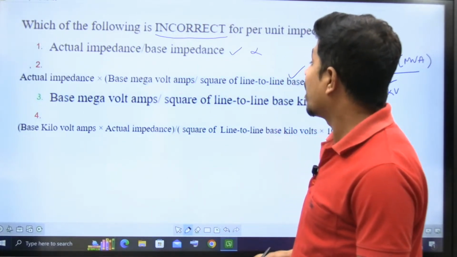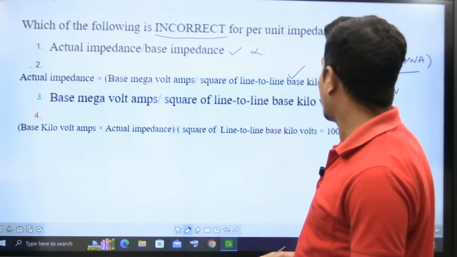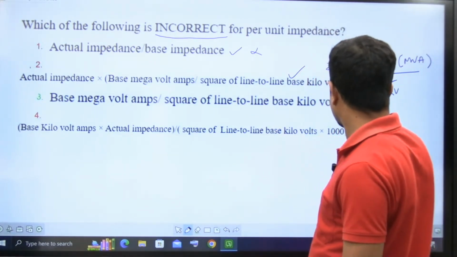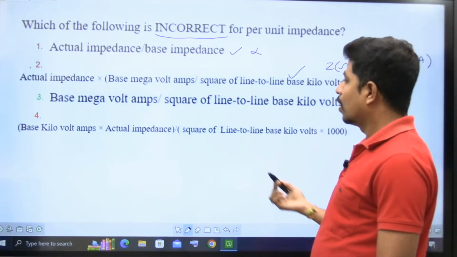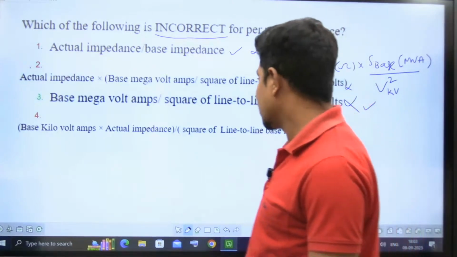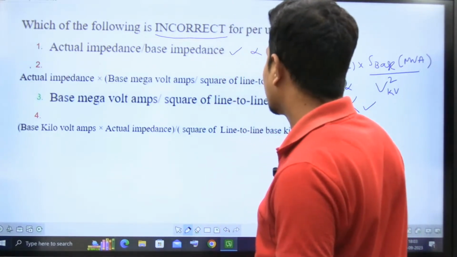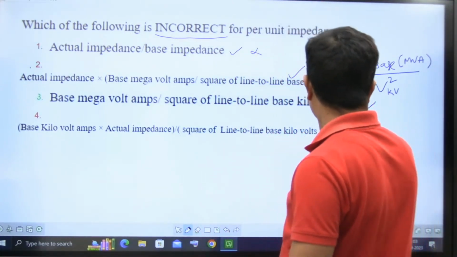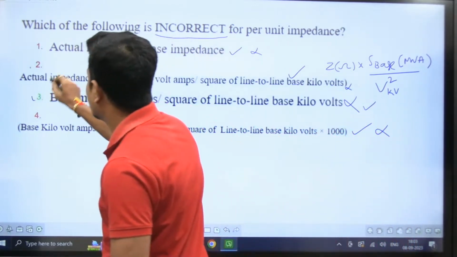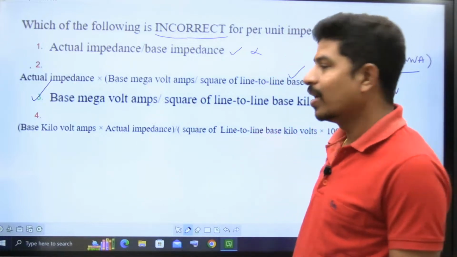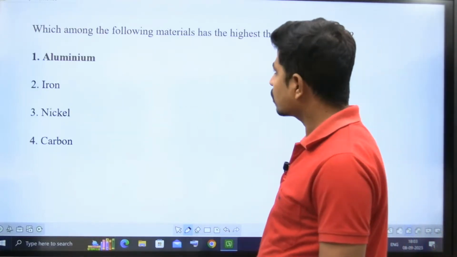Third one, base megavolt amperes by square of actual impedance, multiplication is missing here. This statement is wrong. This is our answer. Last one, base kilovolt amperes into actual impedance by square of the voltage, this is correct. So our answer is option 3, right? Let's go to the next question.